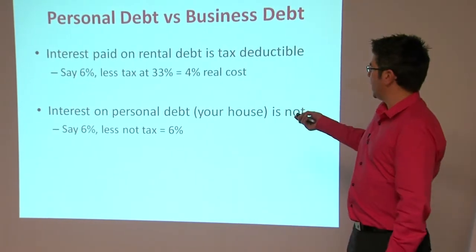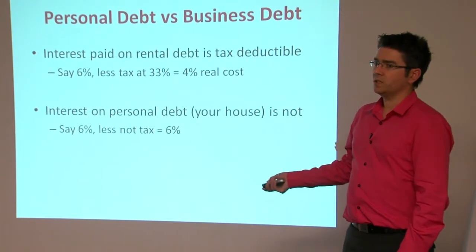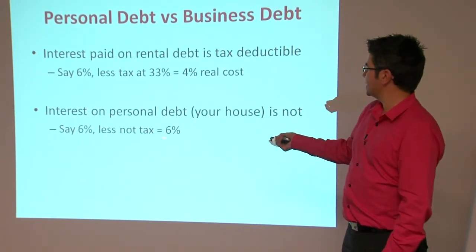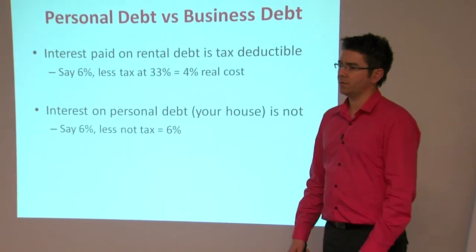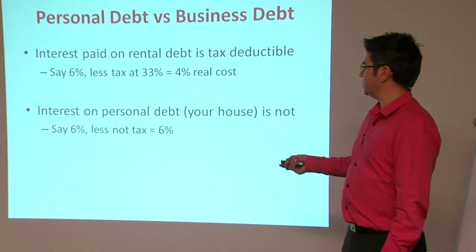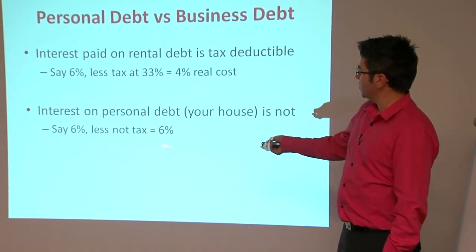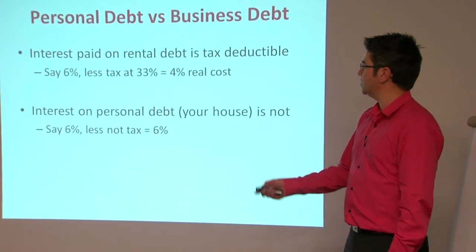So that cost is still 6%. So what we're looking at is really paying, say, 4% on your business or your rental debt versus paying 6% on your personal debt. So you always want to try and eliminate or get rid of the highest interest. So the personal debt is your highest interest, so we want to look at ways to get rid of that.